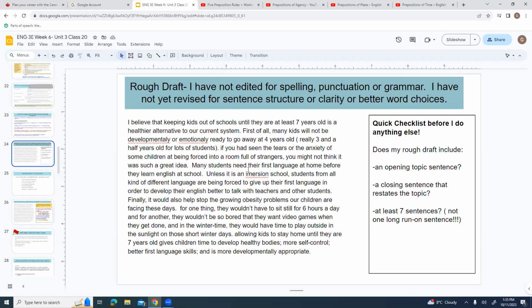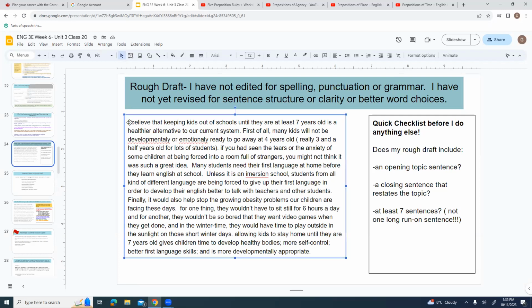Okay, so quick checklist before I do anything else. Does my rough draft include an opening topic sentence? Yes, it does. Does it include a closing sentence that restates the topic? Yep. So here's my opening topic. Yep. All right, so I'm just going to underline it so you can kind of see it or highlight it here. Down here is my closing sentence.